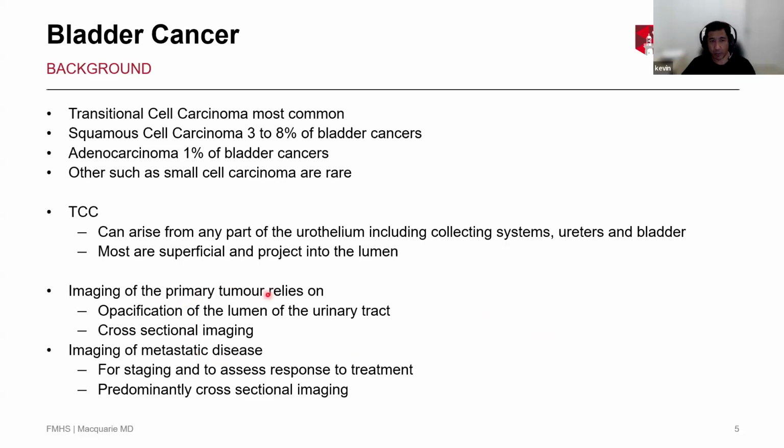So the imaging of the primary tumor relies on opacification of the urinary tract and cross-sectional imaging. And imaging for metastatic disease, so if it's spread, is for staging and also predominantly relies on some form of cross-sectional imaging.